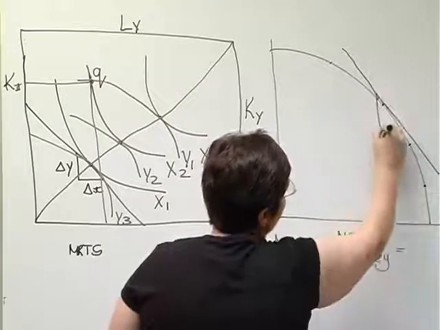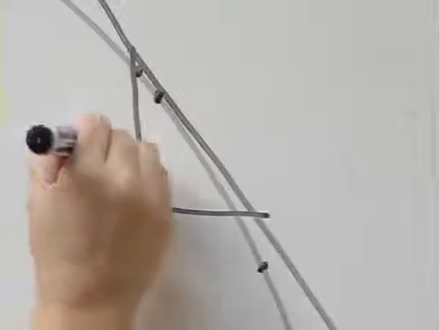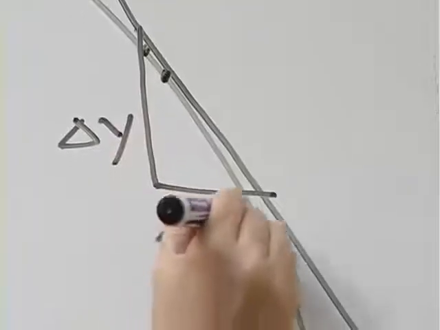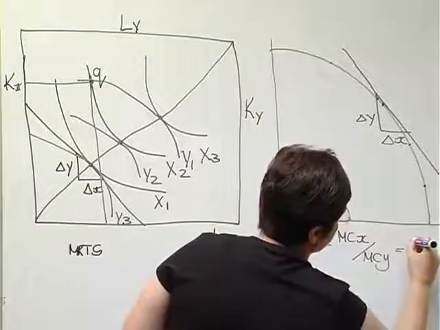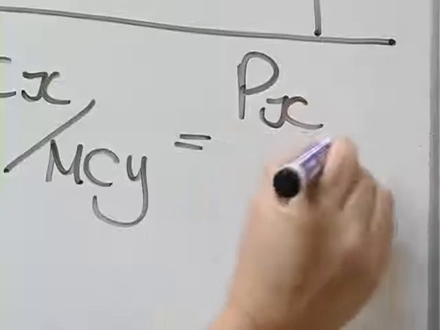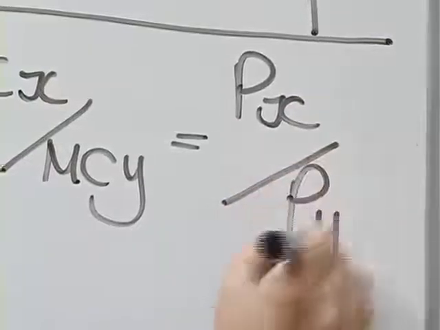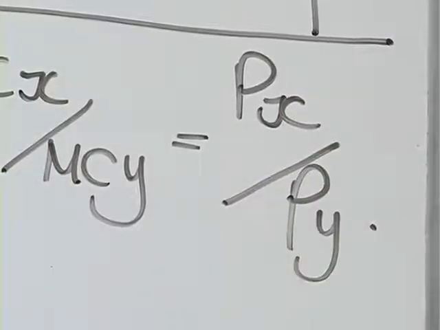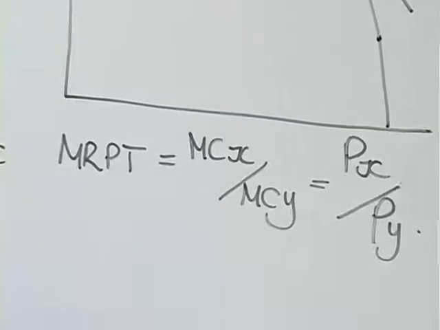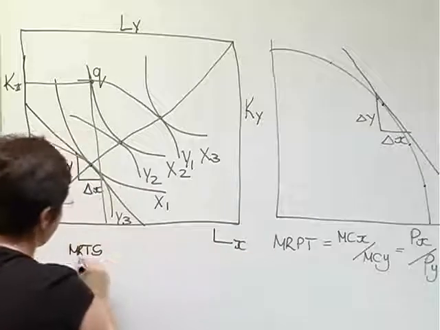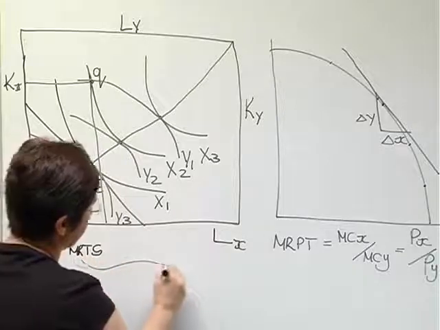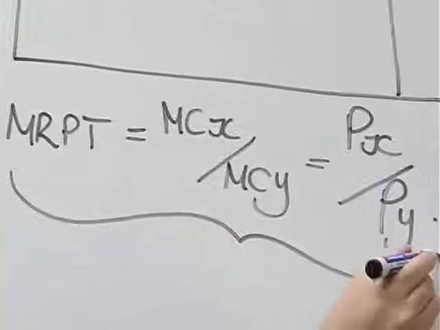So the slope of this line here, again, the change in y over the change in x, equals px over py, and that is your relative price. So just keep this in mind. This was for production, and this is now the condition for production.